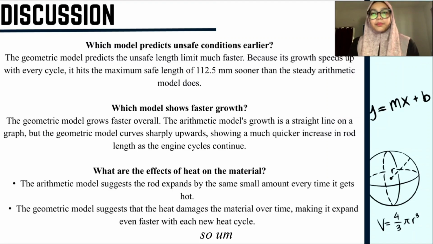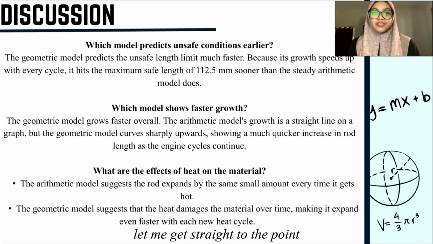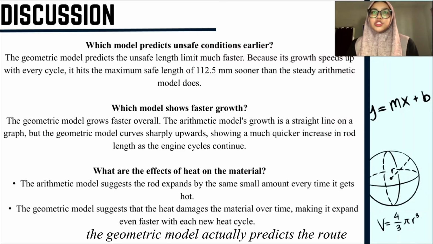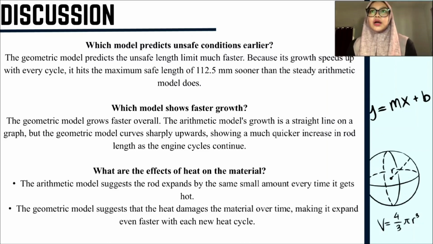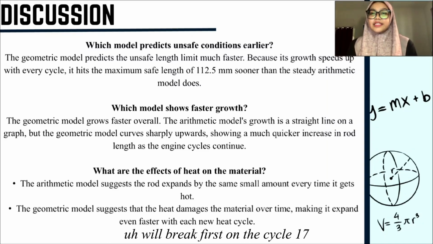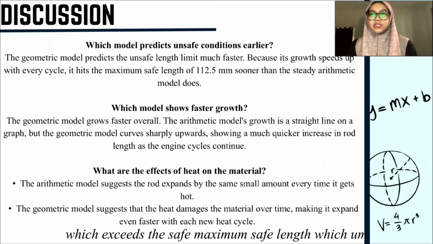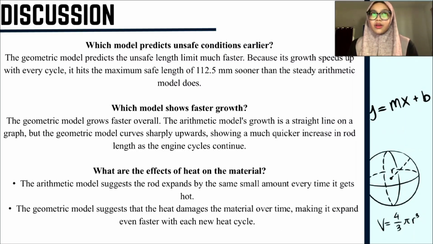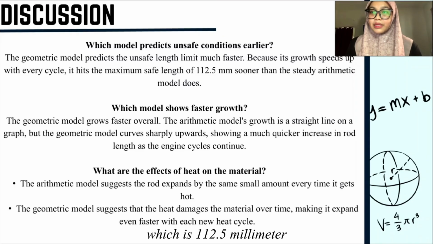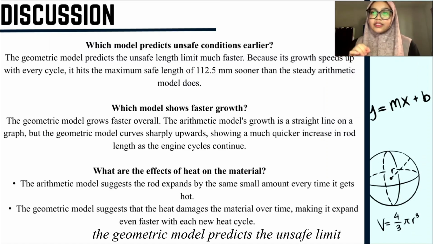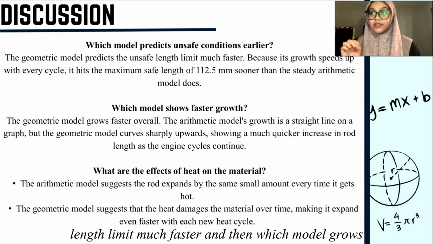So let me get straight to the point. Which model predicts unsafe conditions earlier? The geometric model predicts the rod will break first on cycle 17. Meanwhile, the arithmetic model predicts it will break on cycle 18, which exceeds the maximum safe length, which is 112.5 millimeter. So in this case, the geometric model predicts the unsafe length limit much faster.